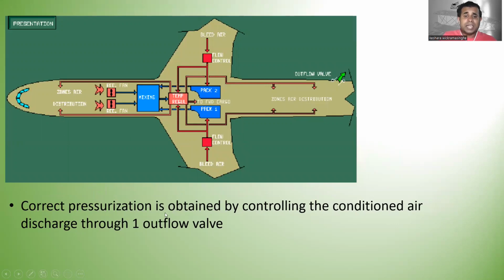So the correct pressurization is obtained by controlling the conditioned air discharge through one outflow valve. So this is the outflow valve. It means if the pressurization inside the cabin is more, then the outflow valve can open and release, so then the pressurization gets lower, right? So this is the pressurization obtained and controlled by the conditioned air discharge through the outflow valve.